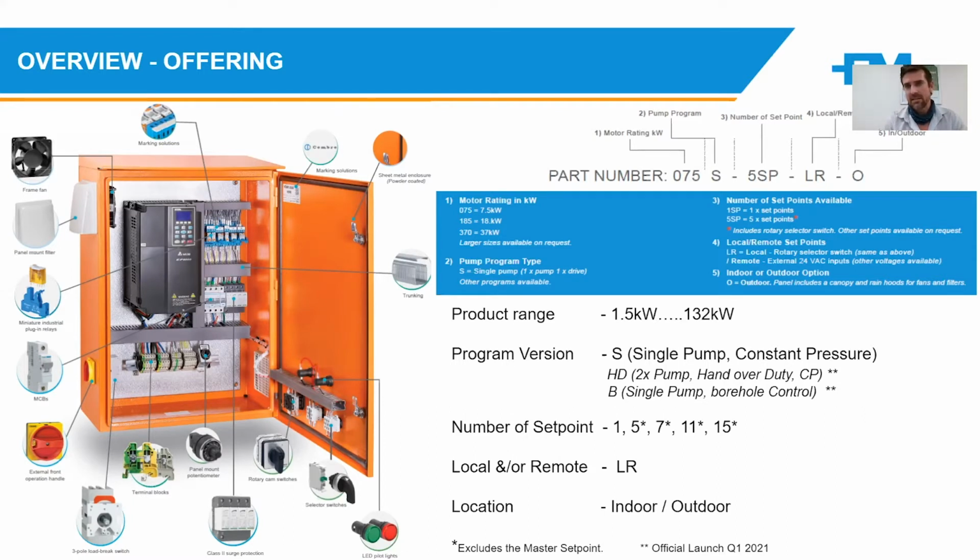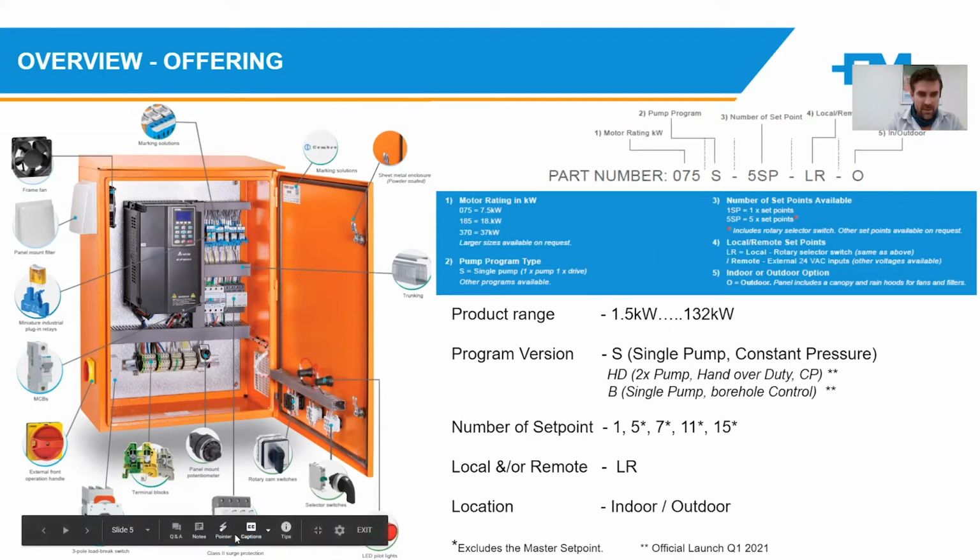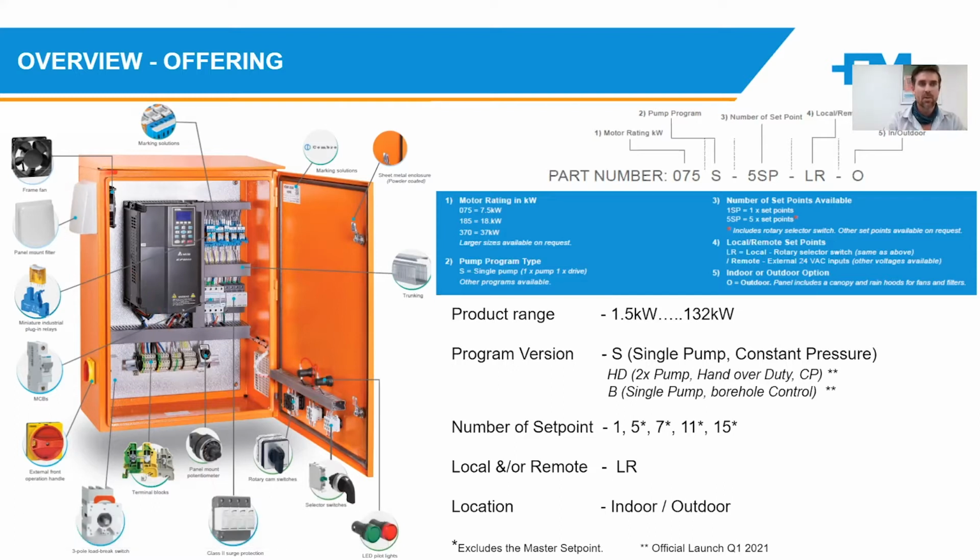And last but not least is the indoor or outdoor option. For the indoor, we basically don't include the rain hoods or the rain hood on the lip of the panel. And obviously for the outdoor option, we include the rain hoods as well as the extra lip on the panel. I would say the indoor option is IP21, where the outdoor is IP54.